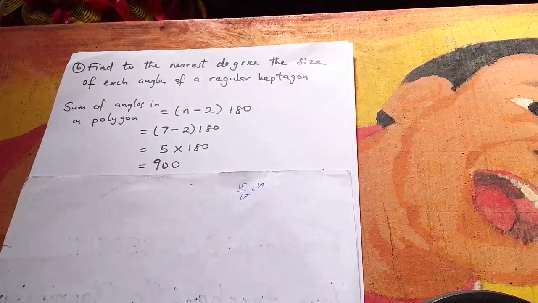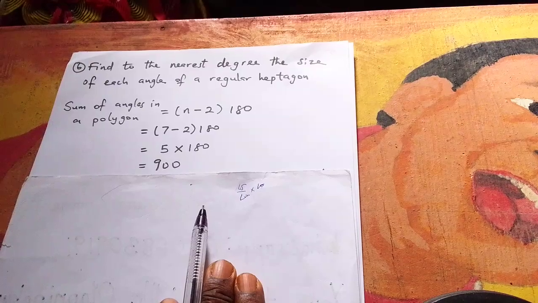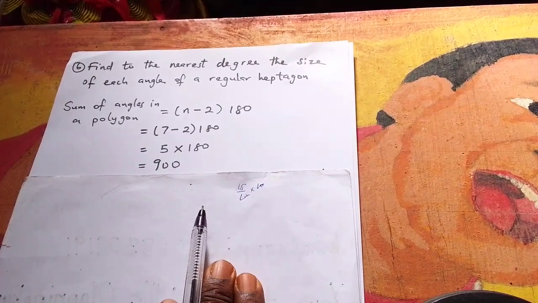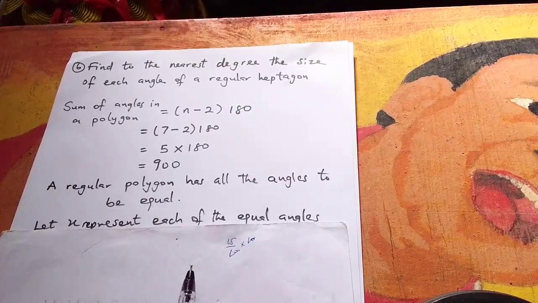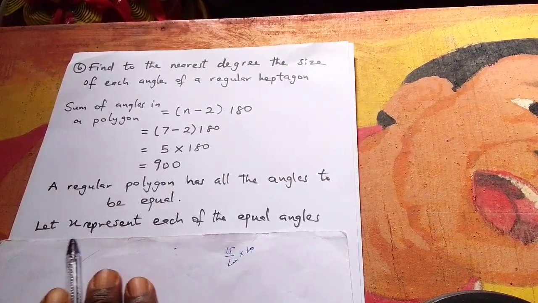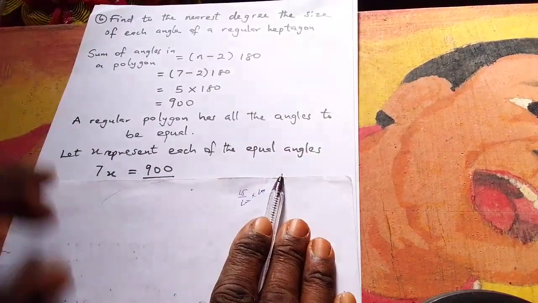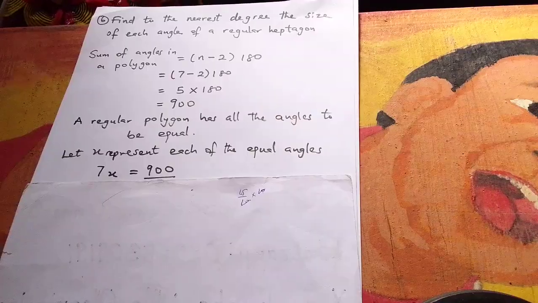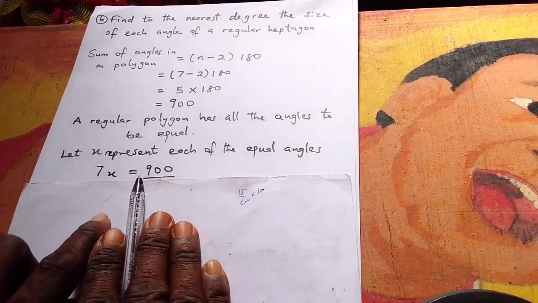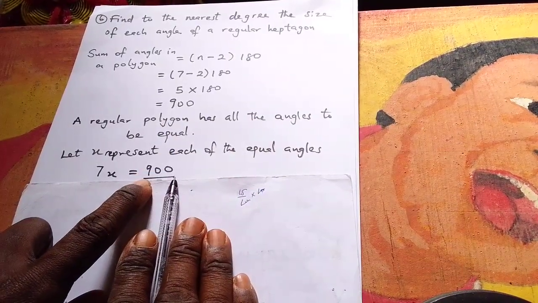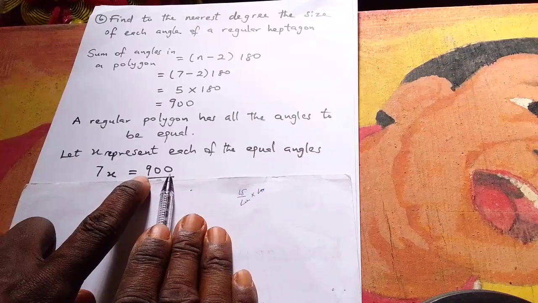Now, since we know the heptagon has 7 sides, 7 angles, and those angles are equal, let x represent each of the equal angles. So we add x in 7 places, which is the same thing as 7x. It should be equal to 900, the sum of the angles in the heptagon. So 7x equals 900.